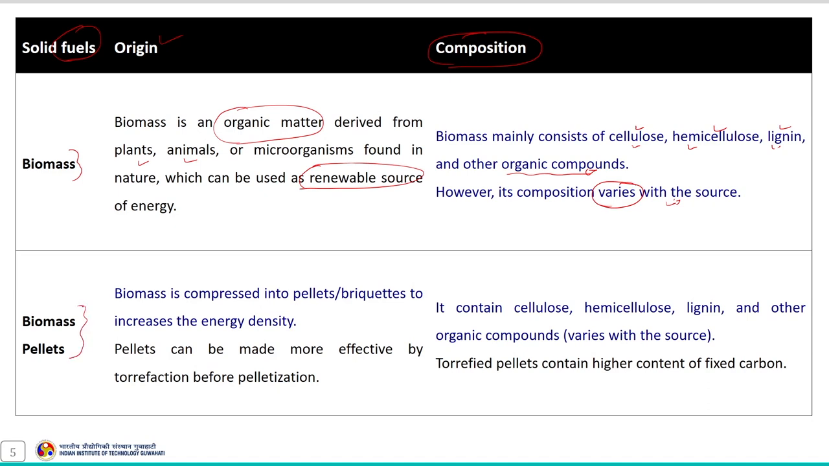Similarly, in the case of biomass pellets, the biomass is compressed into pellets or briquettes to increase its energy density, and these pellets can be made more effective by first torrefying the biomass and then converting it into pellets. And the biomass pellets also contain cellulose, hemicellulose, lignin and other organic compounds. However, the torrefied pellets contain a higher amount of fixed carbon. Since the biomass material has been torrefied, it ultimately increases the fixed carbon content of the torrefied material. As a result, the torrefied pellets contain more fixed carbon than the original biomass sample.